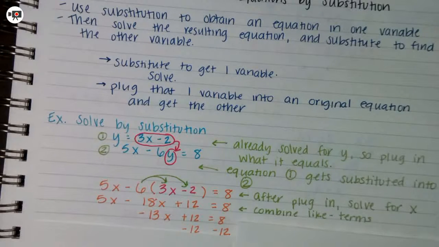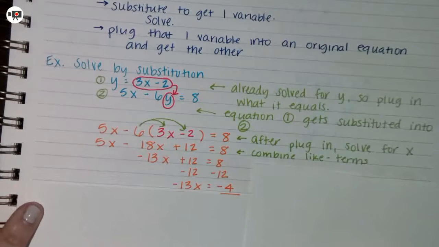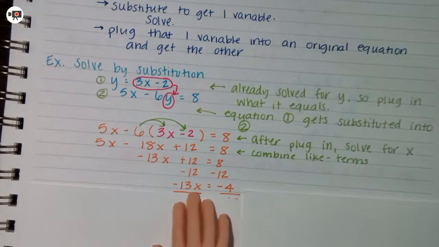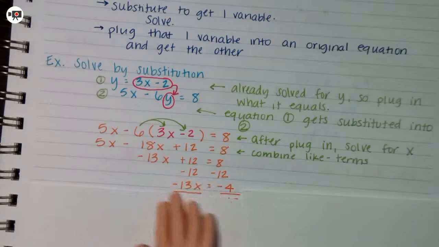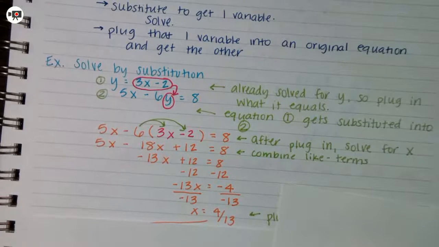Now I'm going to solve for x. To do that, I can combine like terms. So I have negative 13x plus 12 equals 8. Subtract 12 on each side to get my x term by itself. And negative 13x equals negative 4. My x term is by itself, but it's not just x, so I need to undo this multiplication. So I'm going to divide. So I have x equals 4 over 13.